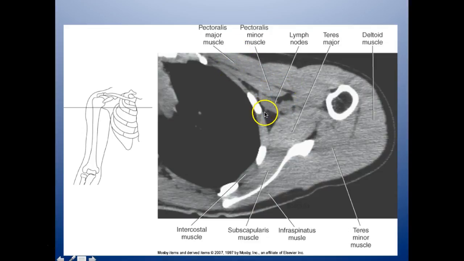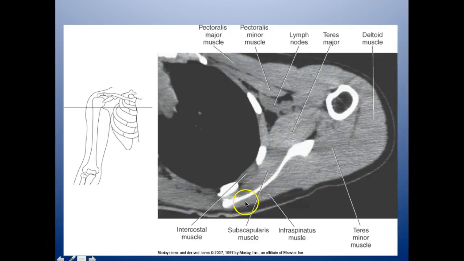We have lymph nodes. They're suspended in fat. So if you see this black on CT, that's fat. And here's your lymph nodes. So here's your teres major, your deltoid muscle coming around back, your infraspinatus, so you know you're down low, but you can tell because you're in lung.